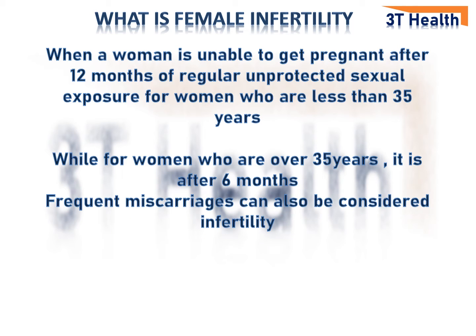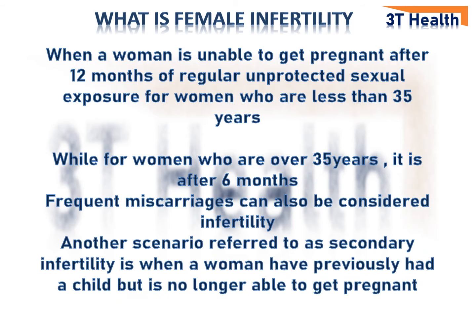Frequent miscarriages can also be considered infertility. Then the last scenario, referred to as secondary infertility, is when a woman has previously had a child but is no longer able to get pregnant.